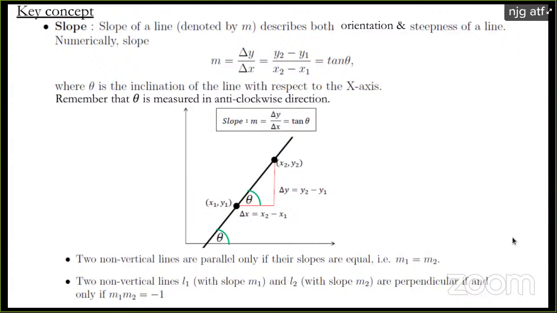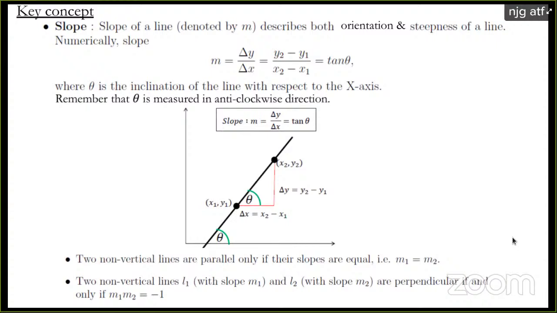It is denoted by m, and m is, in English terms, rise by run. That is, how much it is rising with respect to how much it has run along the x-axis. If you see in the diagram, the line goes from the point x1 comma y1 to the point x2 comma y2. These two points are on the line.